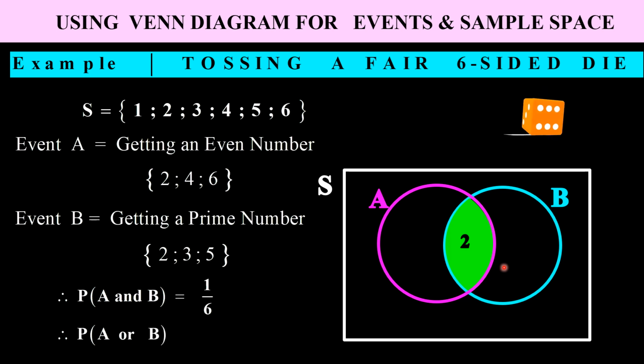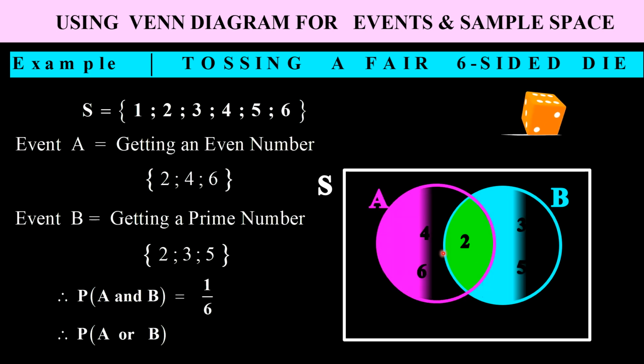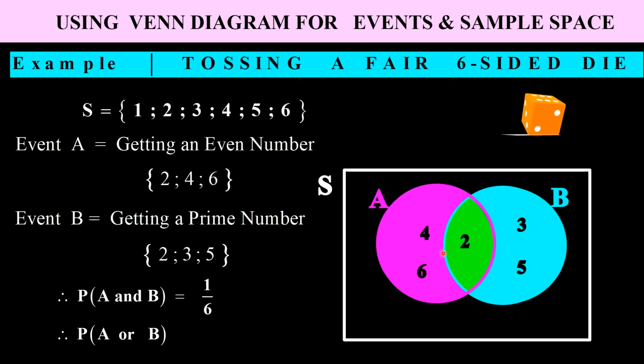Now we also want to consider A or B. What does that mean? It is getting an even number or a prime number. So it can be the even numbers, or it can be a prime number. So it's all of these numbers here. The outcome can be a 4, a 6, a 2, a 3, or a 5. And how many are there? There are 5, so the probability there is 5 over 6.